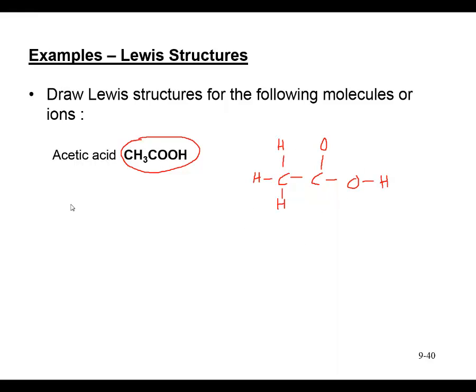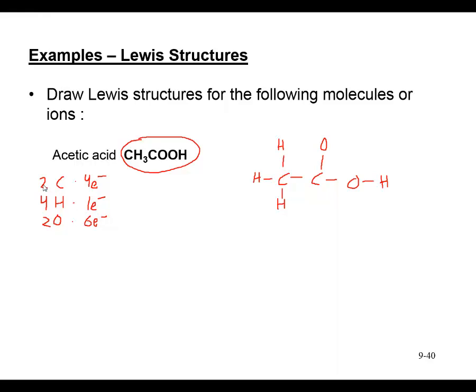Let's count how many valence electrons I have to build my structure out of. Now there's 2 carbons. Make sure you count them all up. There's 3 and then another hydrogen, 4 hydrogens total. Count them all up everywhere in the formula. And then there's 2 oxygens in the structure. So I have 4 valence electrons for each carbon, 1 valence electron for each hydrogen, and 6 valence electrons for each oxygen.